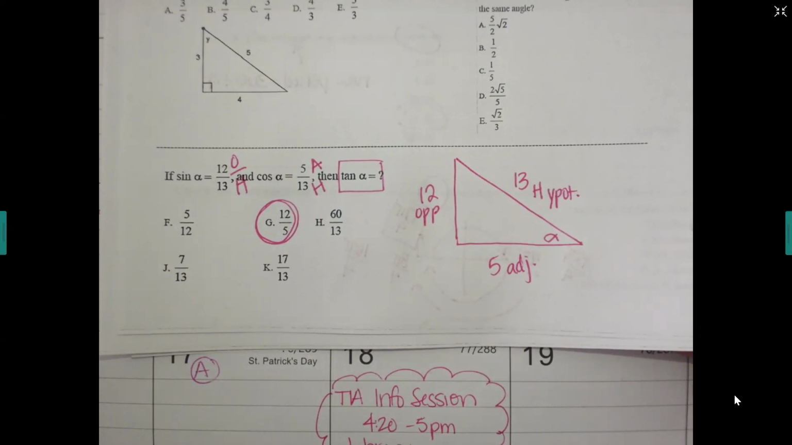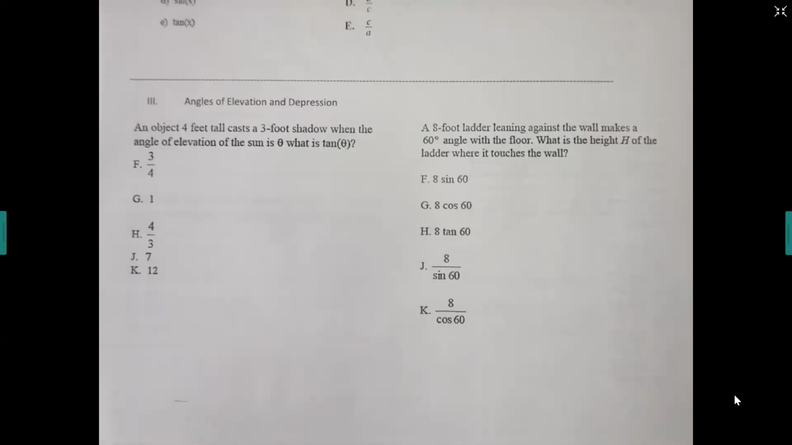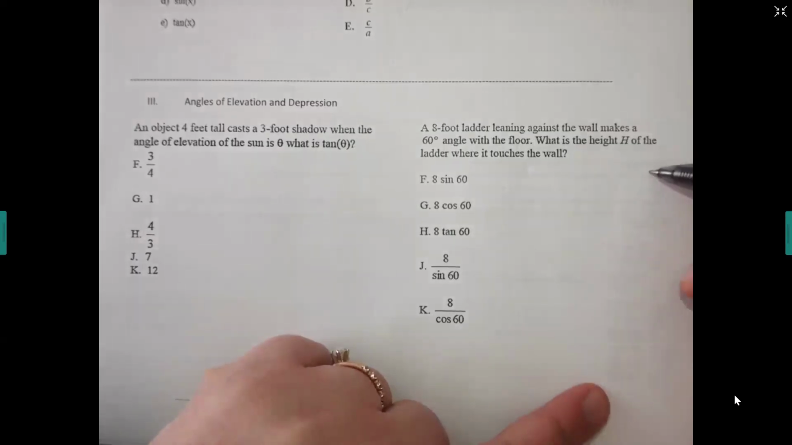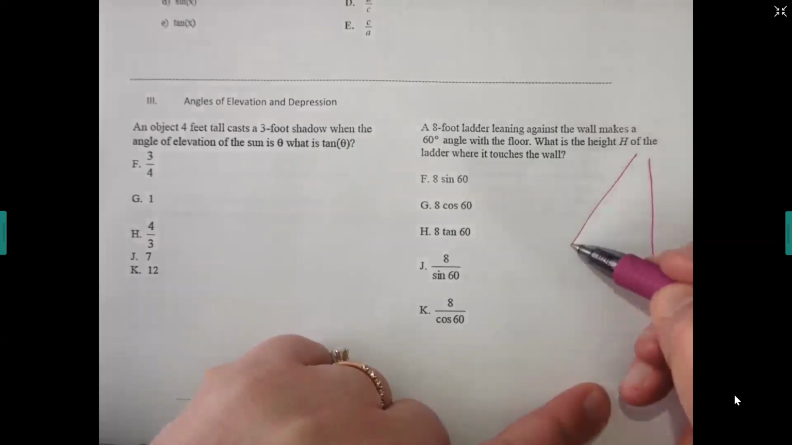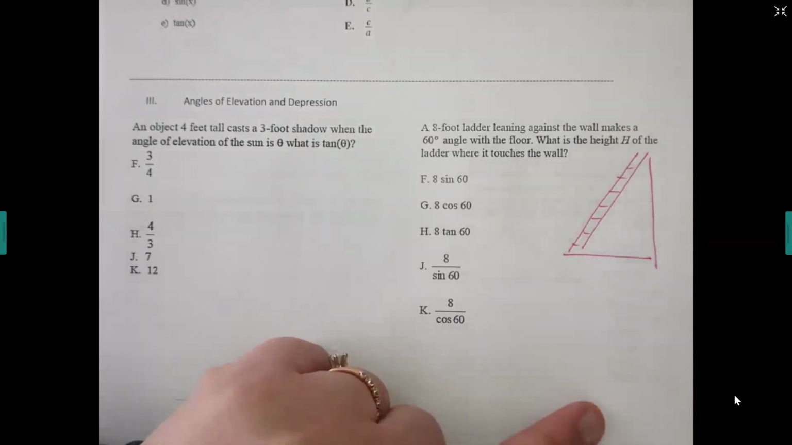All right, let's do just a couple triangles and then we'll take a little break here. Will you take a look at angle of elevation, and we'll do the second question. Okay, this one right here. It says we have an 8-foot ladder leaning against a wall that makes a 60-degree angle with the floor. So we have wall, ladder, floor.